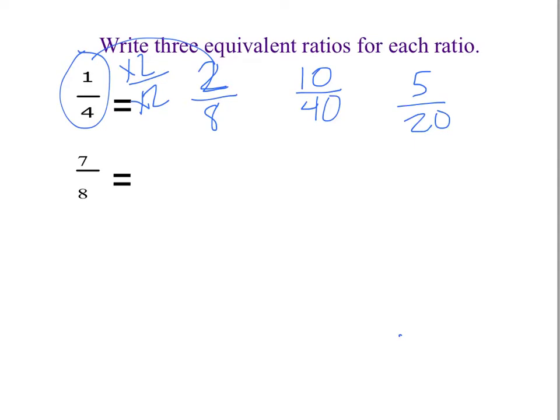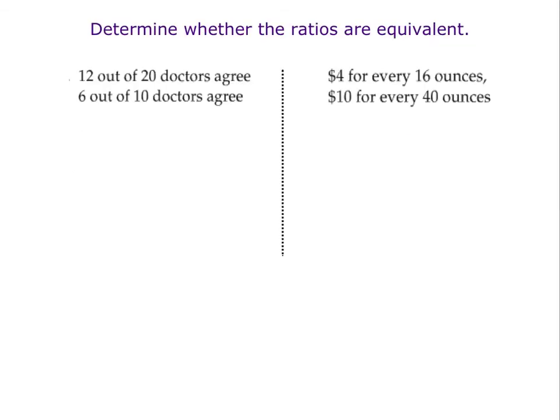7/8. What could I make out of that? I could multiply that one by 2 on the top and 2 on the bottom. When I do that, I get 14/16. You try a few. Fill in at least 2 more things that you could make as an equivalent ratio to 7/8. Go ahead and pause and do that. Okay? Next, it will give you things that say like, determine whether the ratios are equivalent.